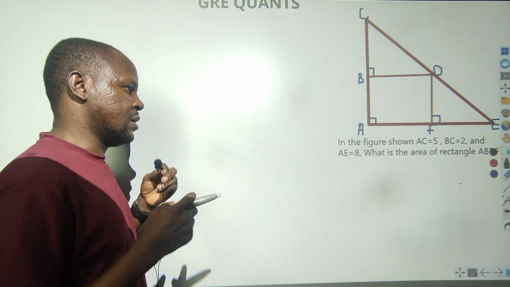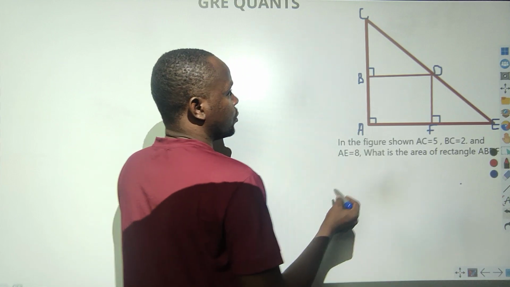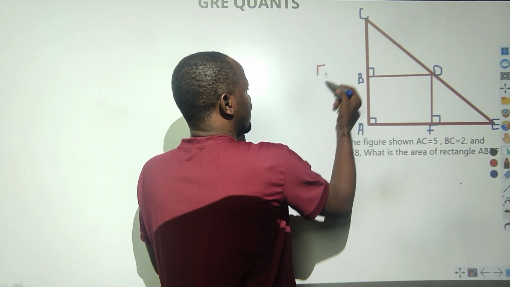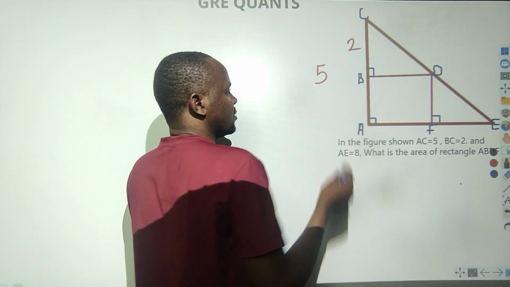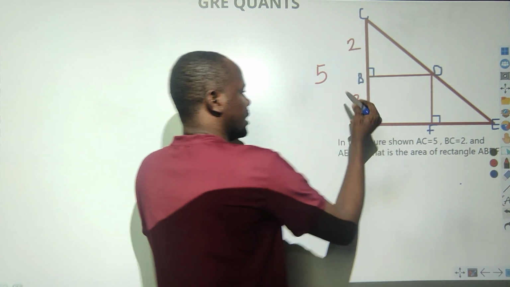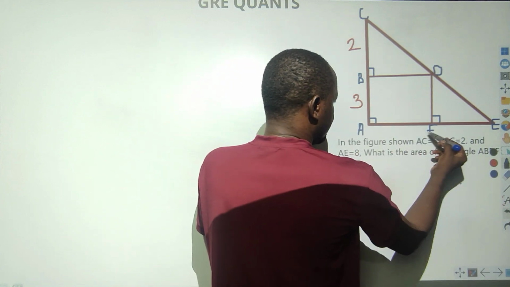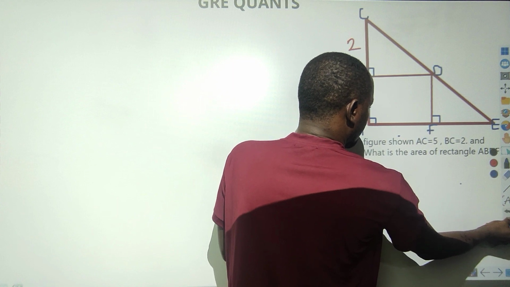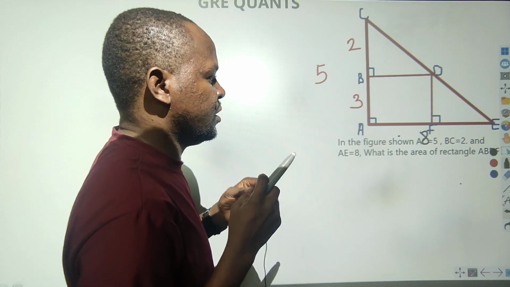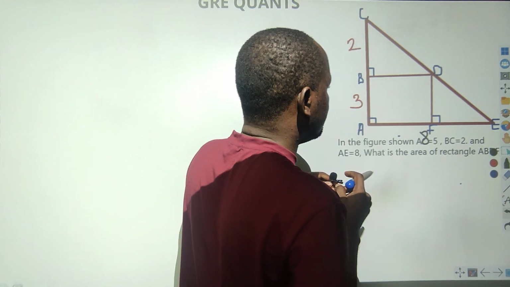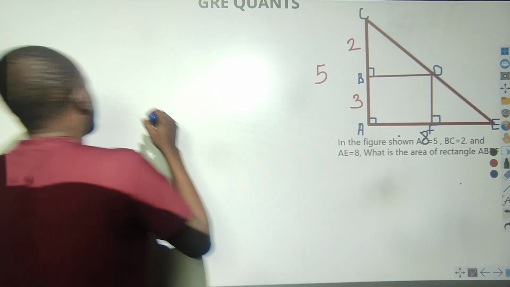Looking at this, my dear student, a figure is shown. We are told that AC, from here to here, is 5. We're told that BC is 2. So let's just do simple math. Everything is 5, this place is 2, so this place will be 3. Everybody should know that. Then we are told that AD is 8, that means everything here is 8. So now the question is, what is the area of rectangle ABDF? So we are looking for the area of the rectangle.